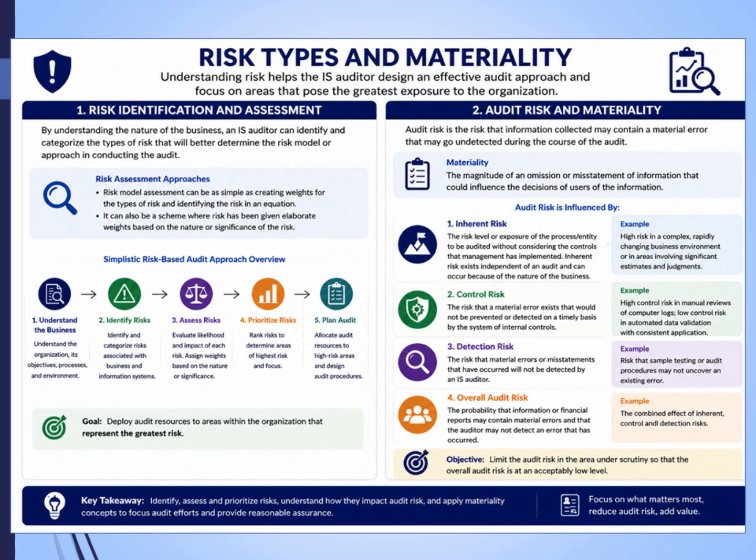Audit risk is influenced by inherent risk, control risk, and detection risk, which together determine the overall level of assurance required. The goal is to reduce overall audit risk to an acceptable level by focusing audit resources on high-risk and high-impact areas while obtaining sufficient and reliable evidence.